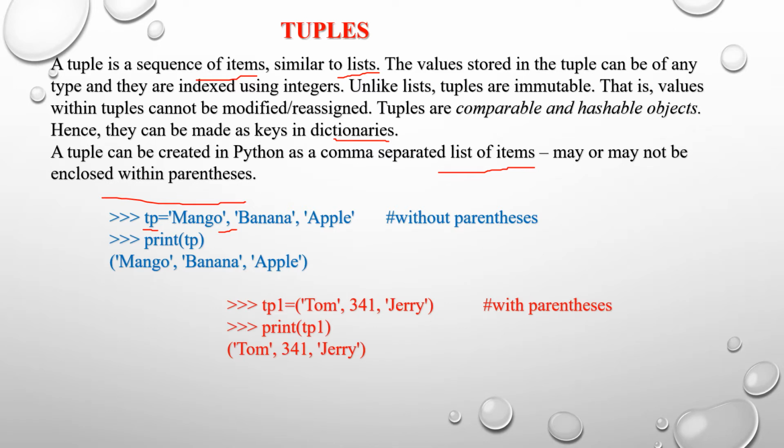Let's consider one more example. tp1 is equal to, within parentheses, Tom, comma, 341, comma, Jerry. If you print tp1, the interpreter will print Tom, 341 and Jerry. Observe that tuple values can be of mixed types. Here in the second example, Tom is a string, 341 is an integer and the third item, Jerry, is a string.